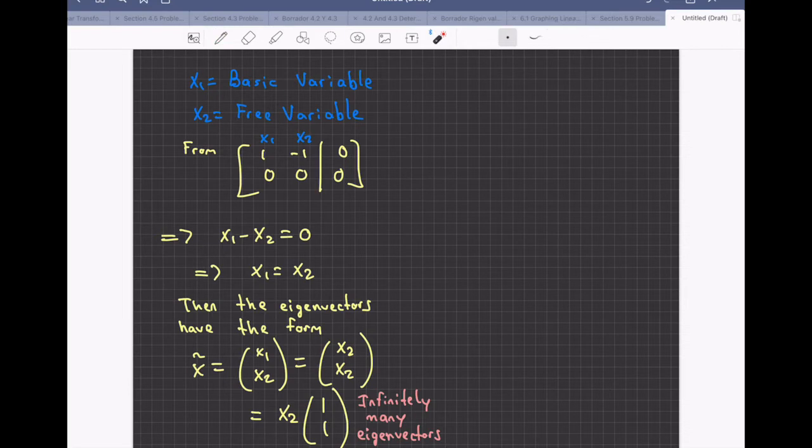How can I choose one? Well, just assign one number for x2. For example, if x2 is equal to 1, 1 times 1, 1, so 1, 1 is an eigenvector. If x2 is equal to 3, 3 times 1, 1 is 3, 3, and 3, 3 is another eigenvector, and so on. There are infinitely many eigenvectors because we have infinitely many numbers for x2.